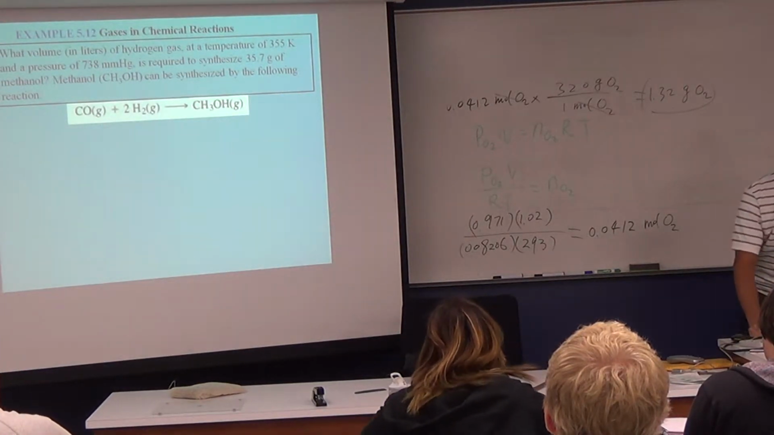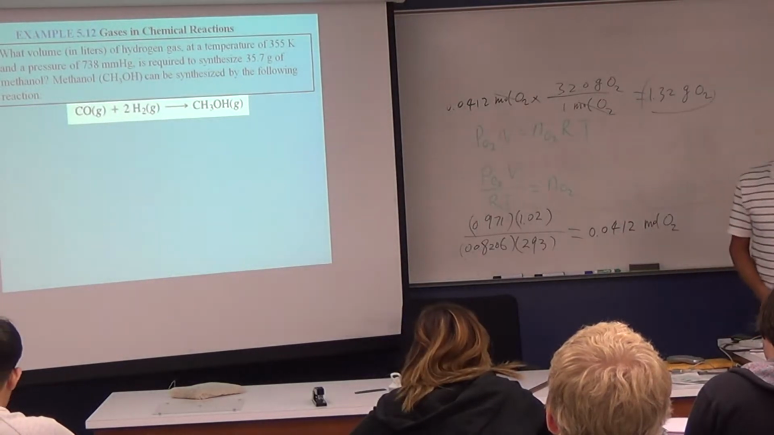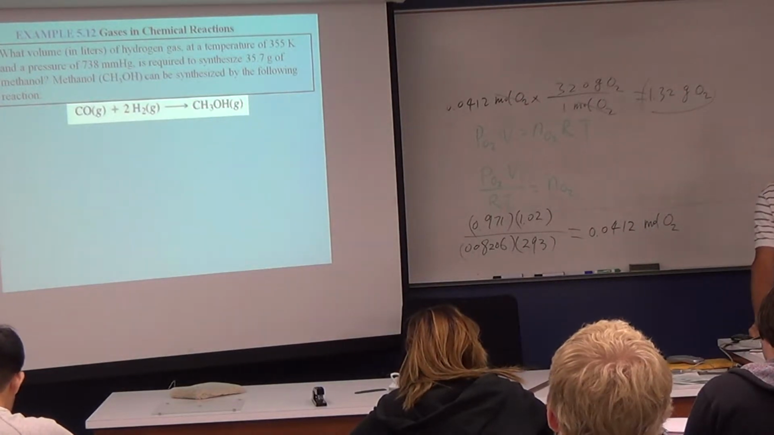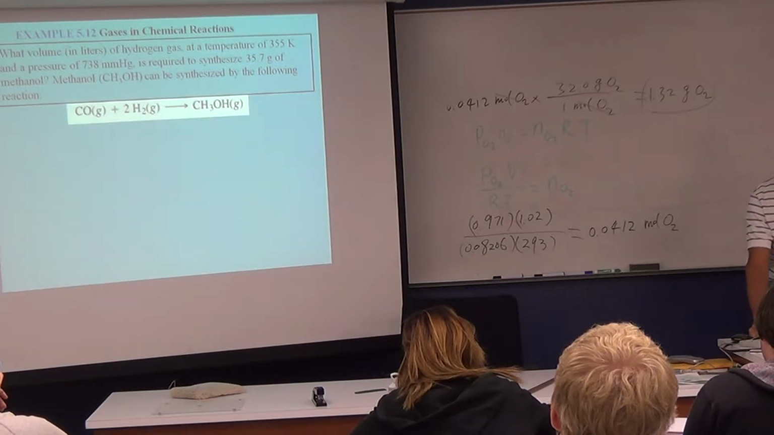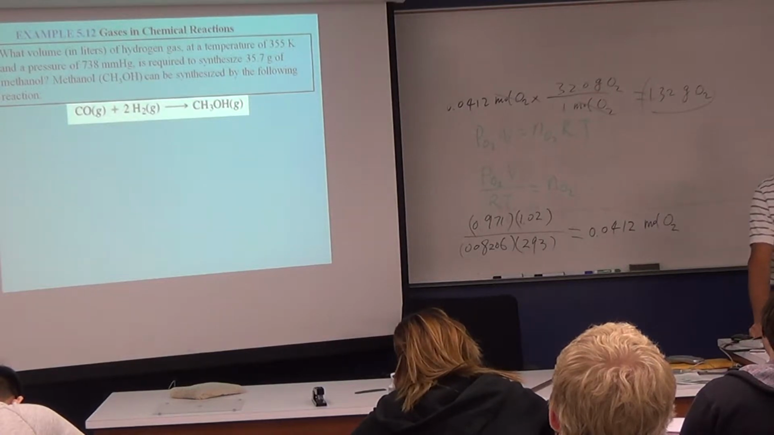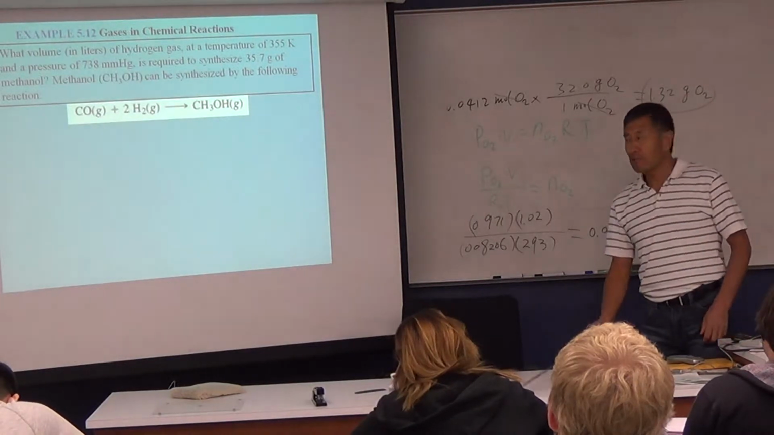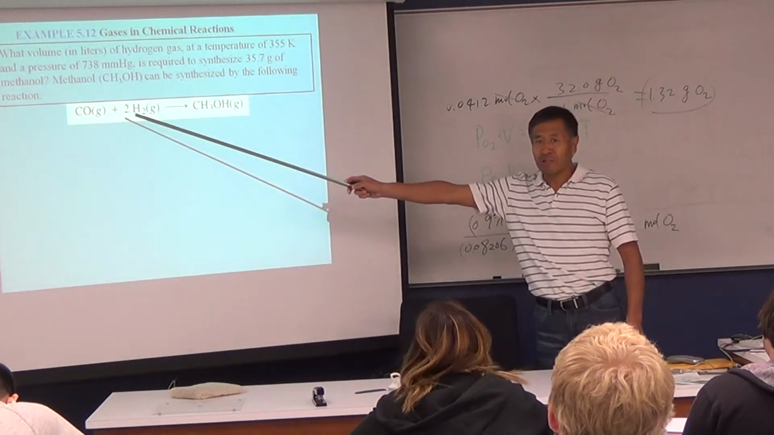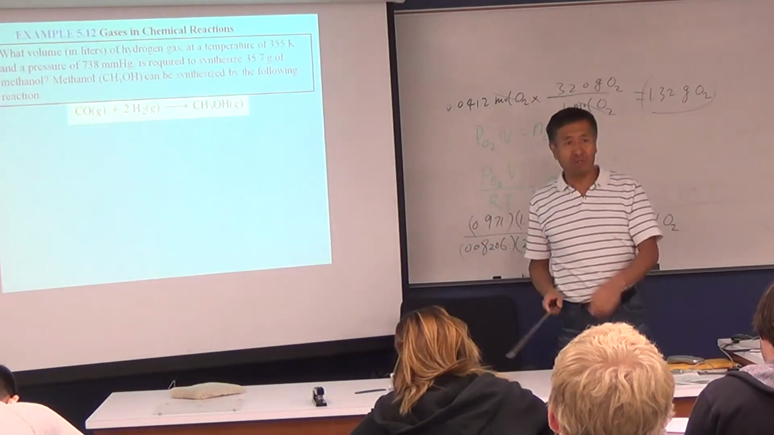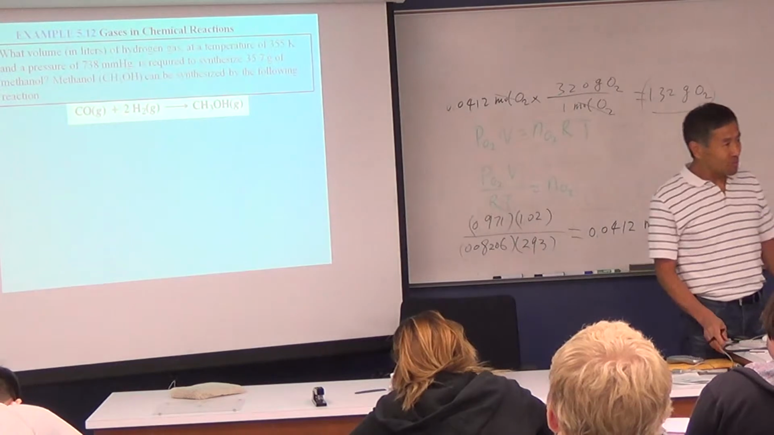Right, so now let's do some little practice. We have this example, let's see what this has. What volume in liters of hydrogen gas at a temperature of 355 Kelvin and a pressure of 738 millimeters of mercury is required to synthesize 35.7 grams of methanol? Methanol can be synthesized from hydrogen gas and carbon monoxide gas from this equation. And this equation is balanced. As you emphasize, you must have a balanced equation to do those kinds of calculations.